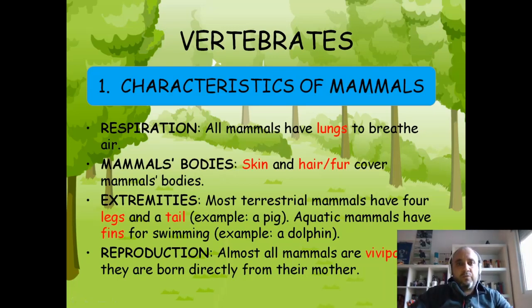And if we talk about reproduction, almost all mammals are viviparous. They are born directly from their mothers, and the mother feeds milk to their babies.